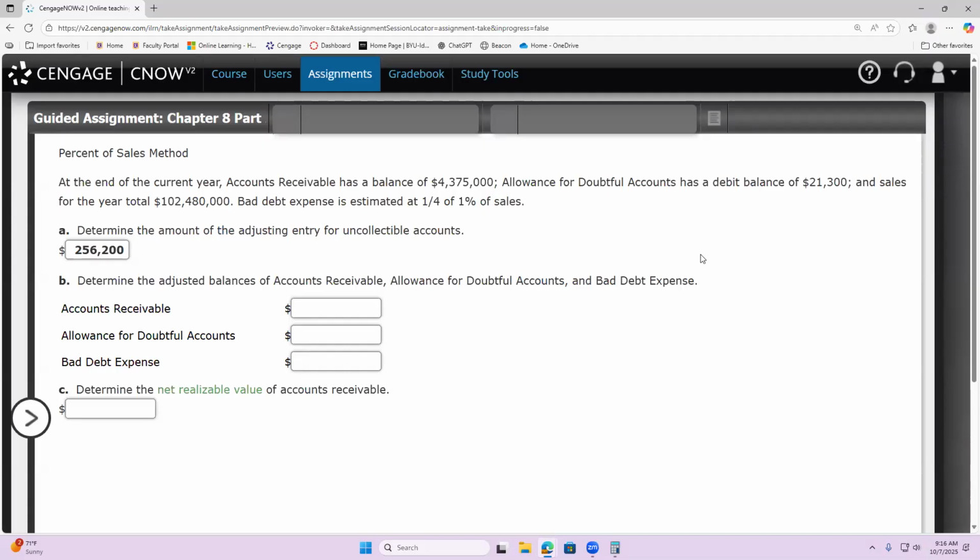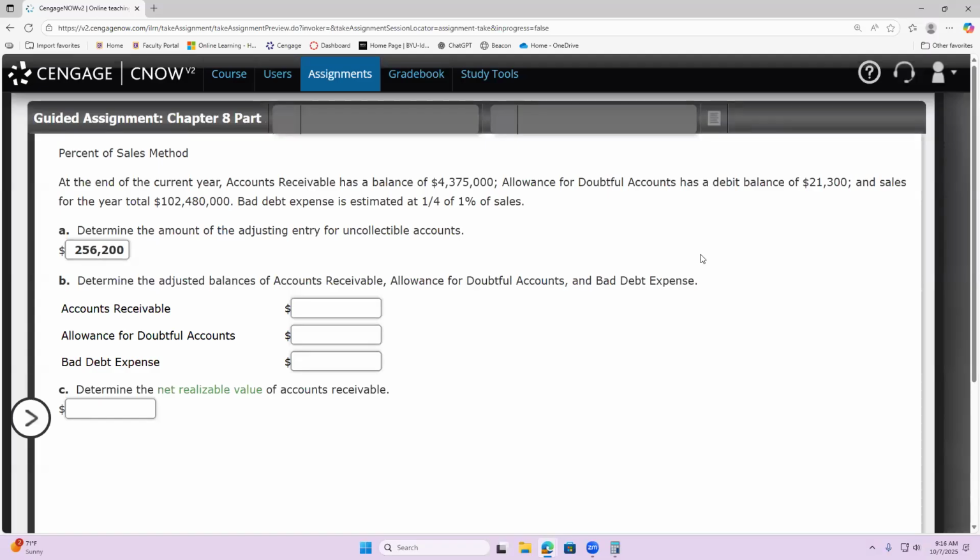The allowance for doubtful accounts, that's not the Americans with Disabilities Act. That's business law, different class. The allowance for doubtful accounts has a debit balance of 21,300. And then sales for the year, we don't need that. All right. So it says determine the adjusted balances for accounts receivable.